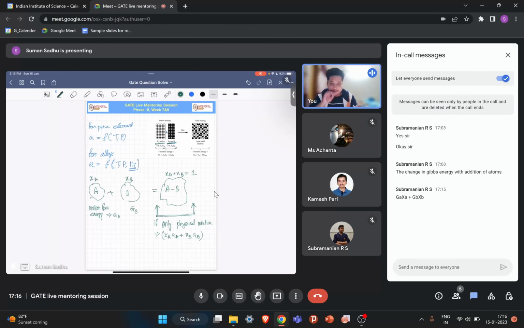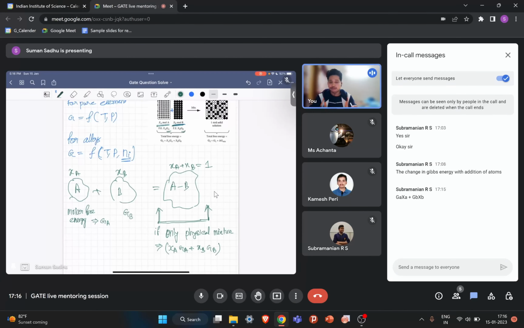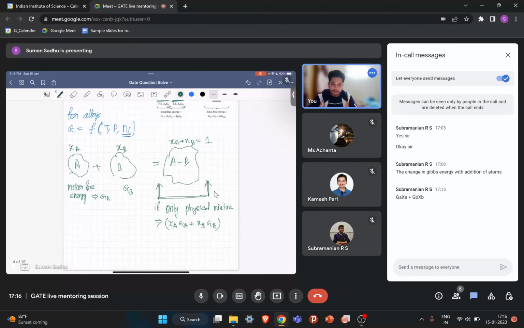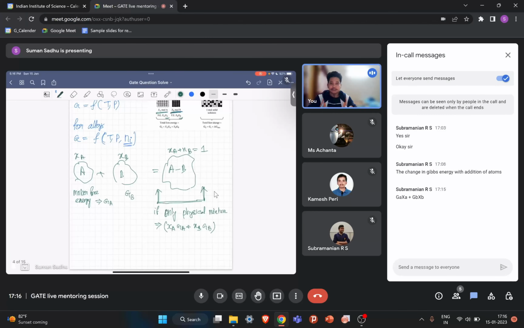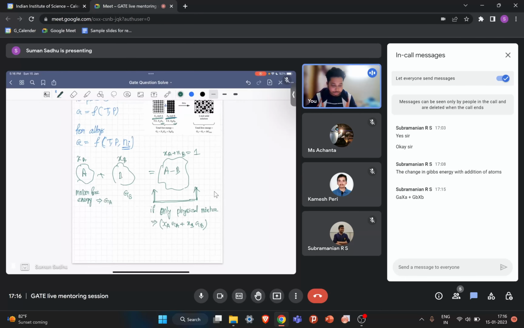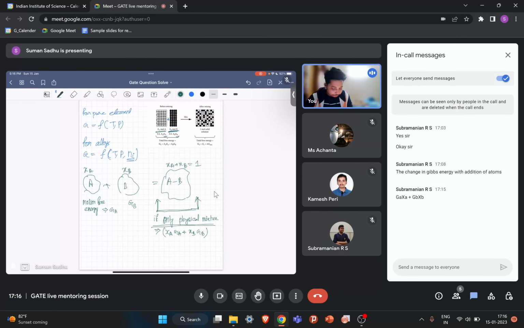So that means no interaction is happening at all between the A atoms and B atoms. Okay, but in reality this is not the scenario. So in reality what happens when you are adding A and B atoms together? Rather than being a physical mixture, they also interact with each other. So this is only for a physical mixture. But when a solution of A and B is taking place, at that time there is a free energy change. That free energy change is termed as delta G mix because of the solution.